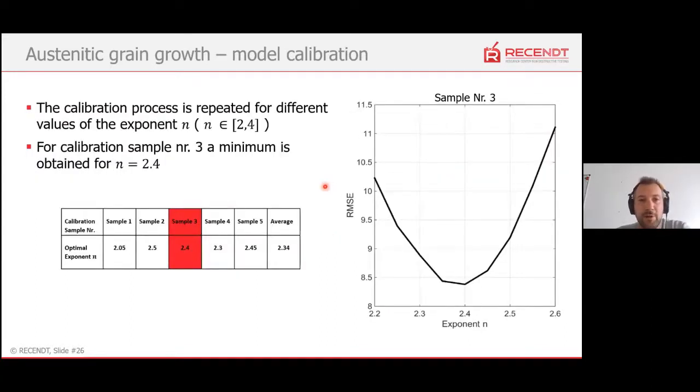So the calibration process is then repeated for different values of the exponent n. On this picture, you can see the least error at an exponent value of 2.4 for sample number 3. We did this on 5 different samples and made an average of that. And this averaged value, 2.34, we took for the final attenuation model.